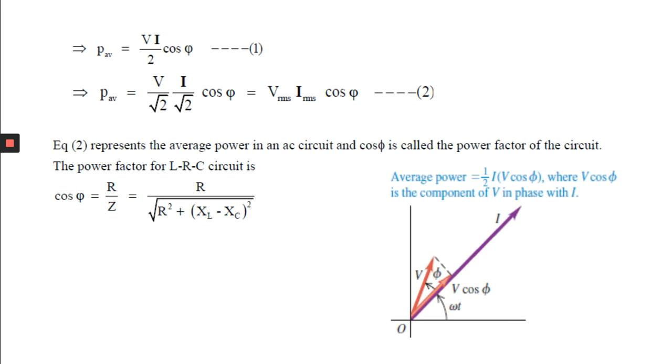And which is equal to what? What is V by root 2? This is the RMS value of V. So V RMS I RMS into cos phi. Generally you are writing in many books, and while doing the practicals also, you are writing P average is Vi cos phi. When you write this, we note that this V and I are the RMS values, root mean square values.